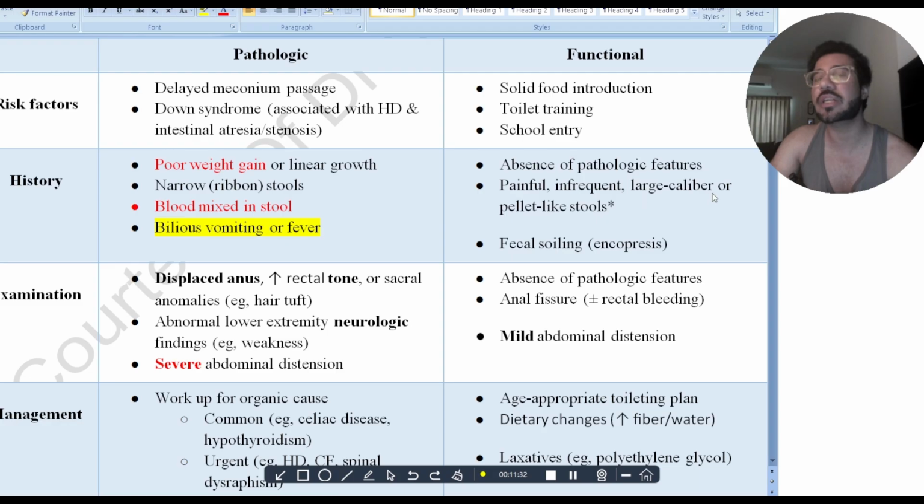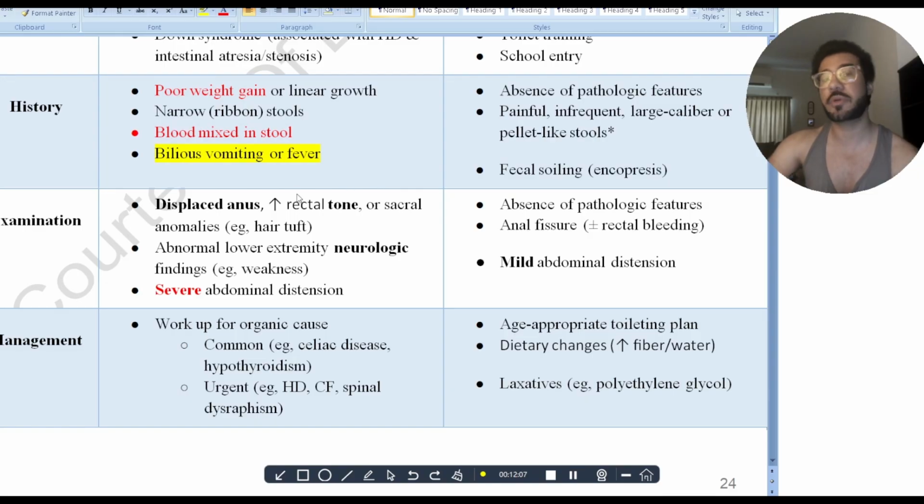Painful, infrequent, large caliber or pellet-like stools. Painful, infrequent means that they come after a very long time. That indicates that the stool has been stored for a long time. Large caliber, which is a normal finding when the stool is being stored for a long amount of time, so the caliber of the stool increases. Presence or absence of pathological features. Pathological features are weight gain problems, blood in the stool, or narrow and weird shape of the stool. So on the physical examination, I'll explain it really easily.